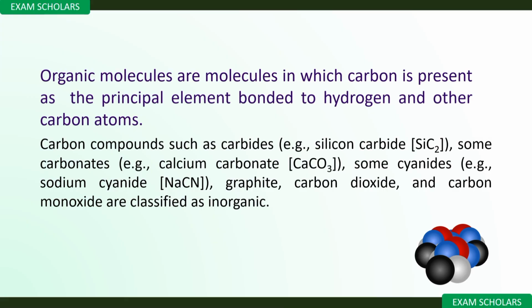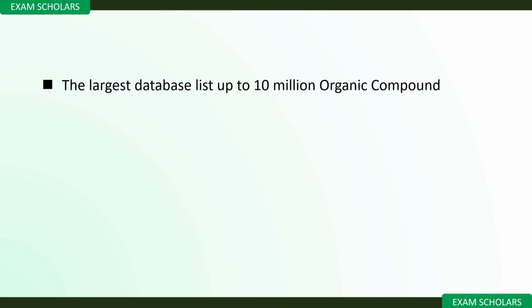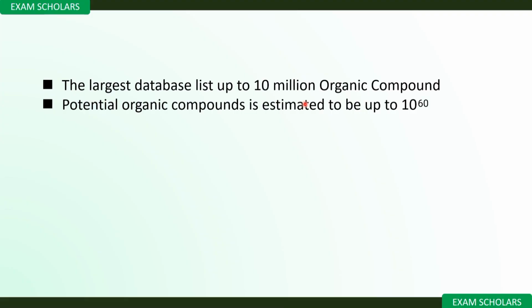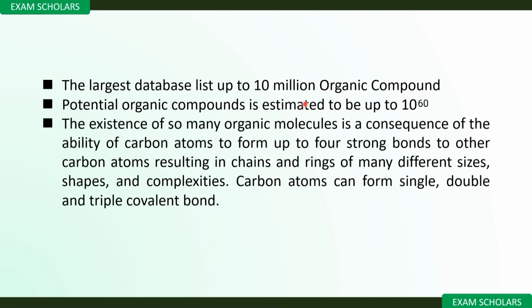Now, examples of organic compounds are the likes of methane, butane, our natural gas, liquefied petroleum gas, and propane. They are all organic compounds. Now, these are facts about organic compounds. The largest database lists up to 10 million organic compounds, so we have more than 10 million organic compounds. The potential number of organic compounds is estimated to be up to 10 raised to power 60. Wow, so large. So organic compounds are more than inorganic compounds.